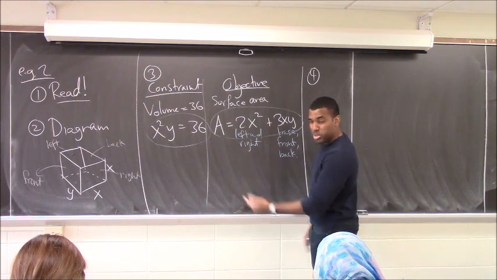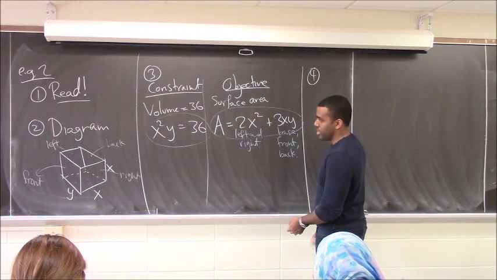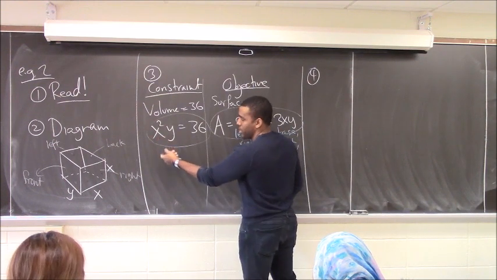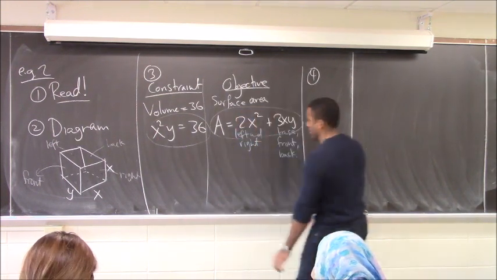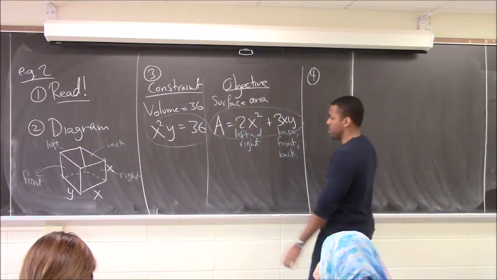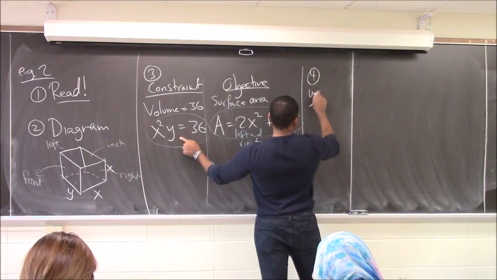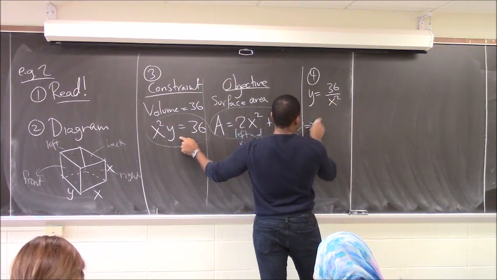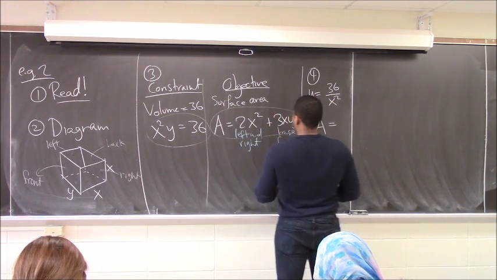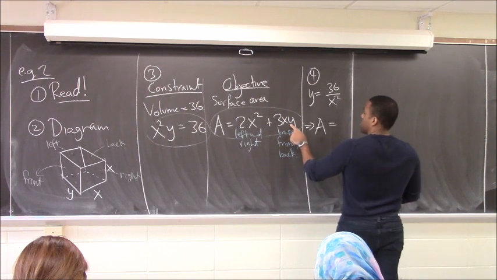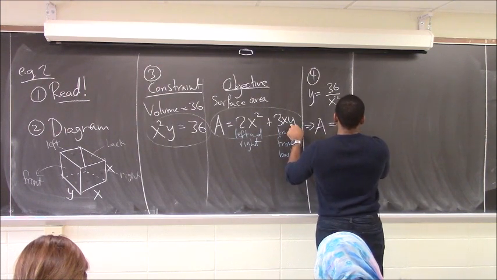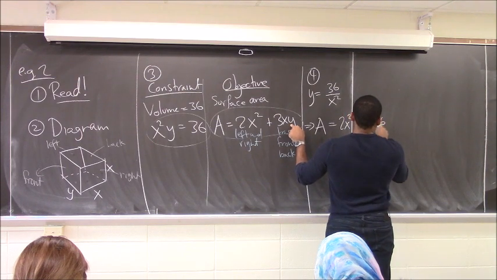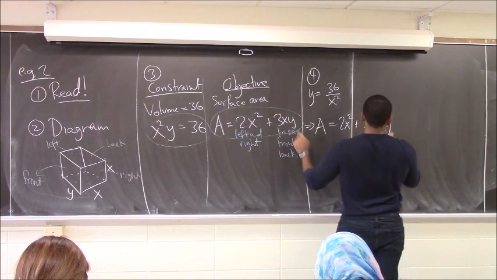Again, it doesn't matter who you solve for in general, you'll ultimately get the right answer. But in this case, I think it's easier to solve for y, because if I had solved for x, I'd have to use a square root. Okay, so solving for y is going to be the easier one, so from here, y is equal to 36 over x squared. And so that means I can write my area by replacing the y with 36 over x squared. So this is 2x squared plus 3x times 36 over x squared.